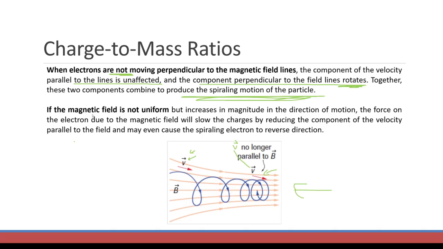And in another case, if the magnetic field is not uniform but increases in magnitude in the direction of motion, the force on the electron due to the magnetic field will slow the charges by reducing the component of the velocity parallel to the field, and may even cause the spiraling electron to reverse direction. So when you take some of these assumptions away, some crazy things start to happen. So that's everything for today.